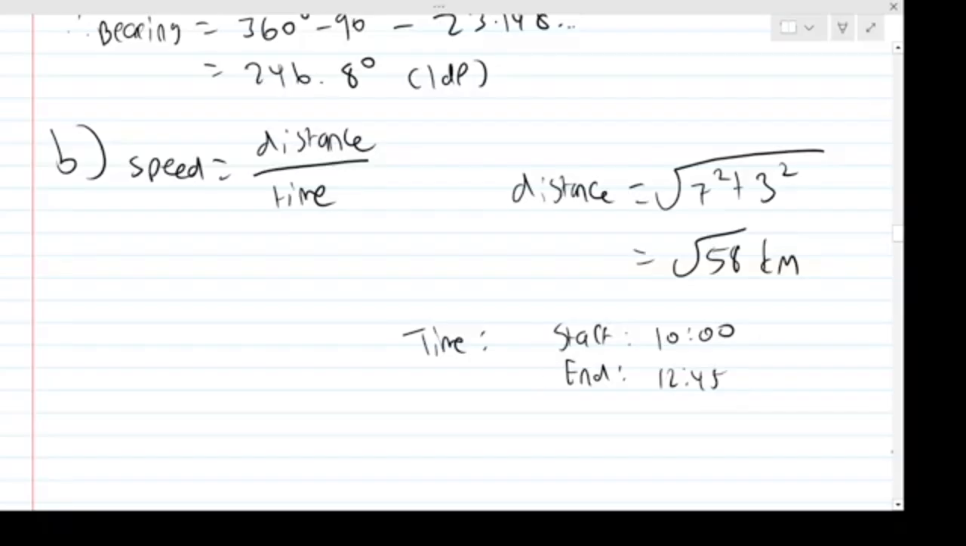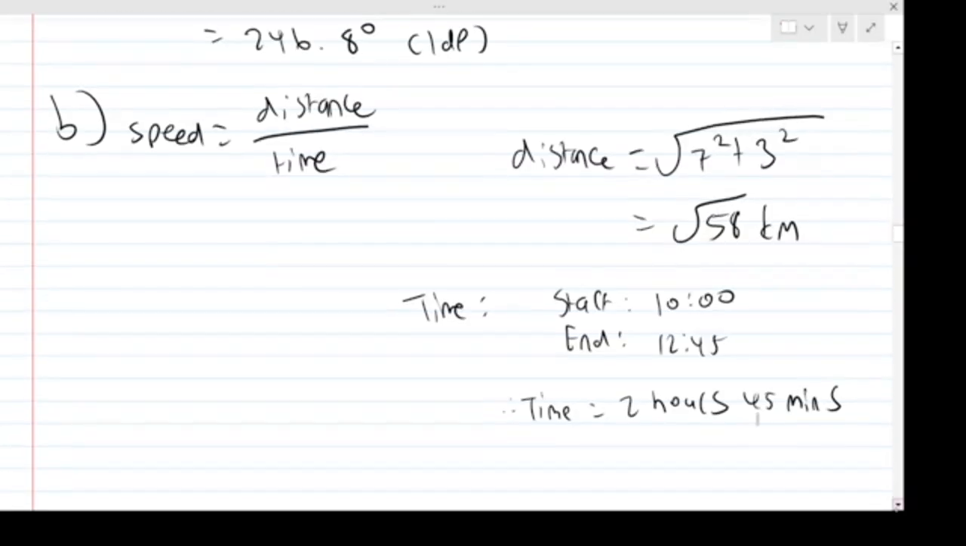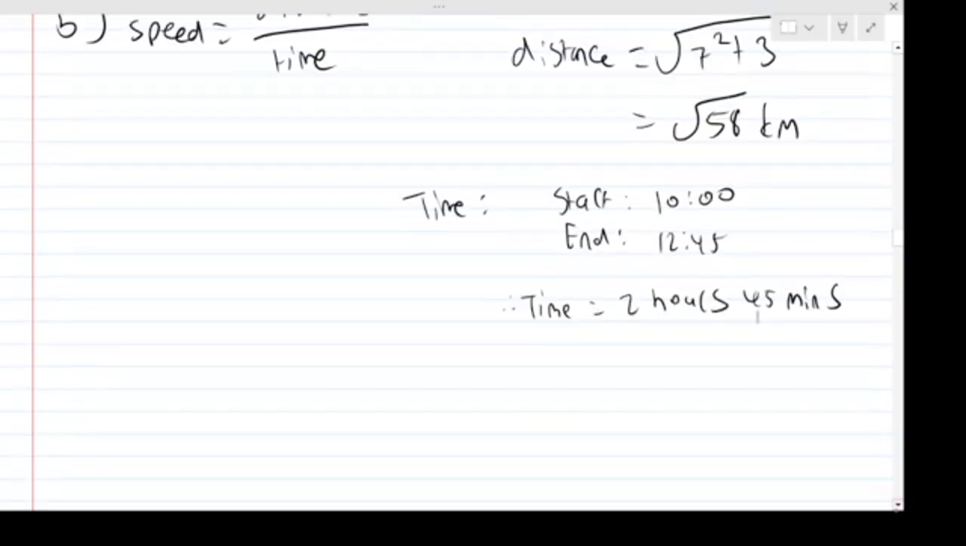Well, actually, the duration or the time is going to be 2 hours and 45 minutes, right? But then I need it purely in hours. I need to convert these minutes to hours. Well, 45 minutes is hopefully recognised as 3/4 of an hour, right? Remember, 15 minutes, 30 minutes, 45 minutes, and then the full 60. So it's going to be 2.75 hours overall, okay? And therefore that's my time.